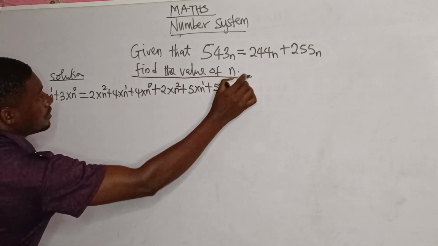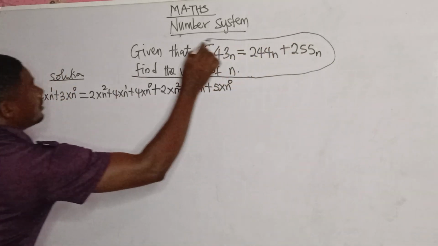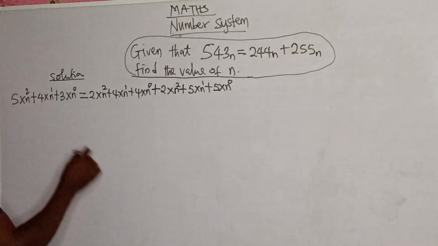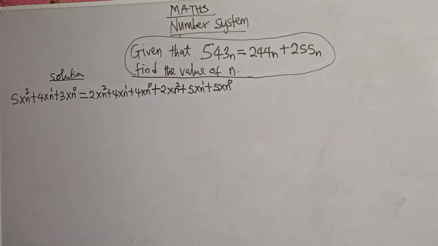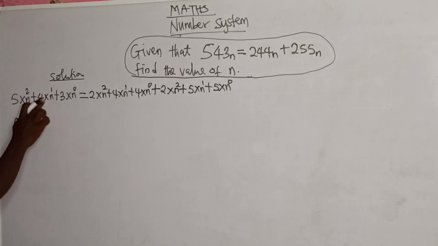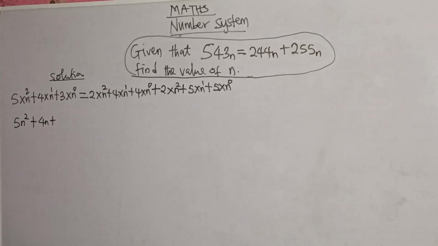Let's remember this is the equation itself, while this other one is the solution. So let's take it one after the other. N power 2, that is n squared. So times 5 will give us 5n squared, plus n power 1, that is n, times 4, that will give us 4n, plus n power 0, that is 1.